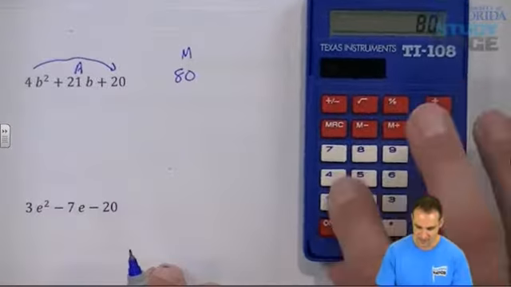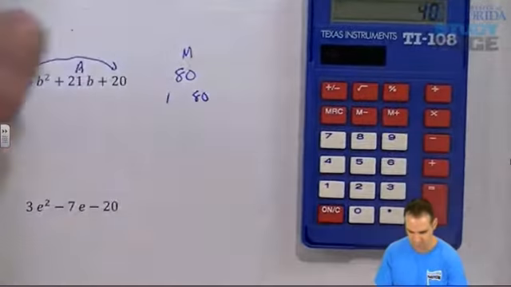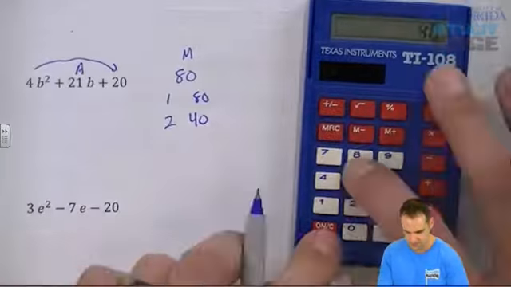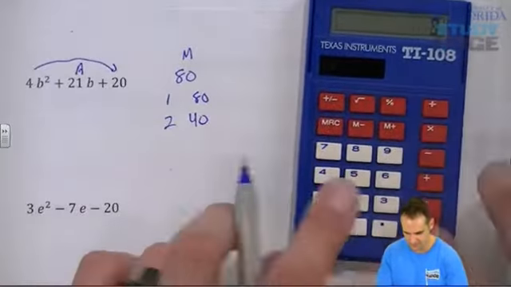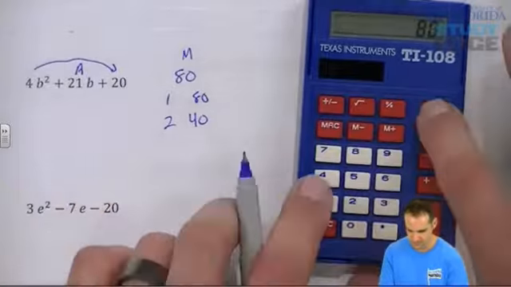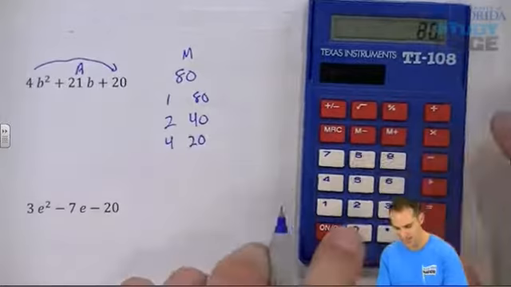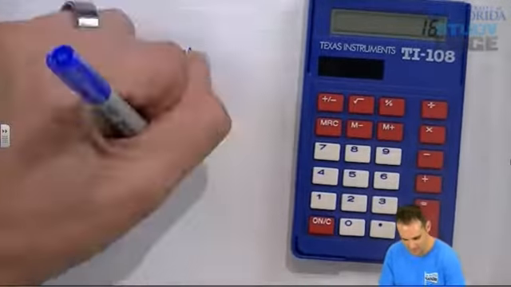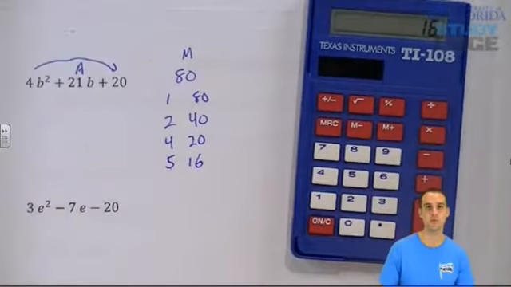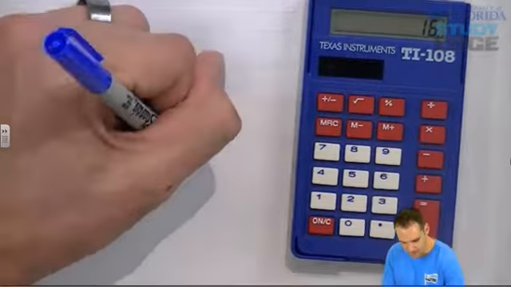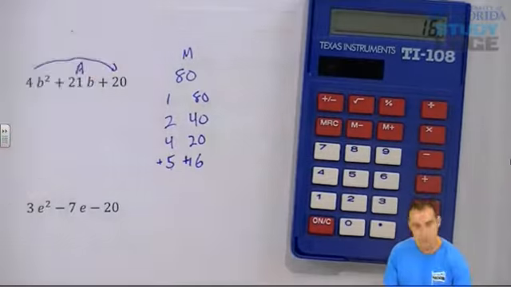80 divided by 1 is 80, so 1 times 80. 80 divided by 2 is 40. 80 divided by 3 didn't work out. 80 divided by 4 is 20. 80 divided by 5. And if you find it, which I just did, you could stop right there. 5 and 16 will give you 21, and it'll be positive 5 and positive 16, because all the answers are positive.